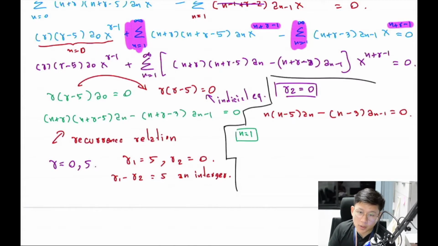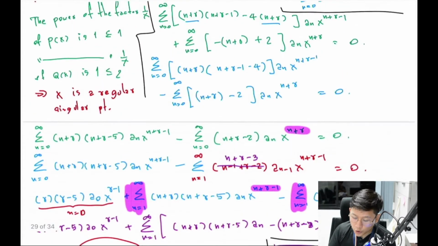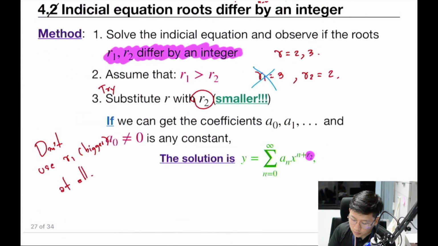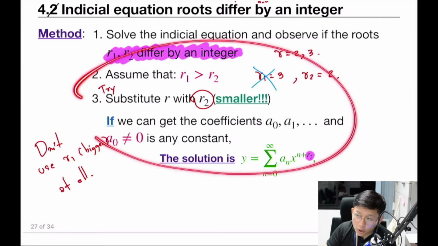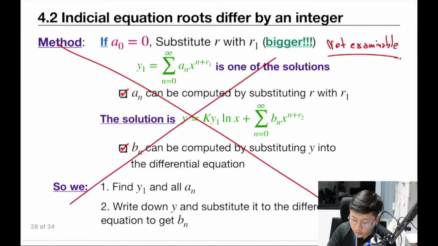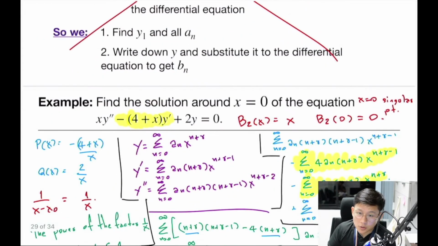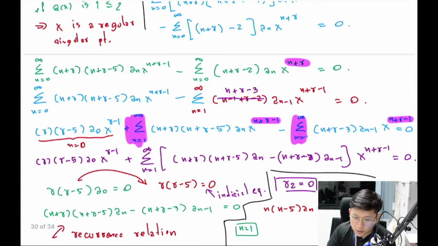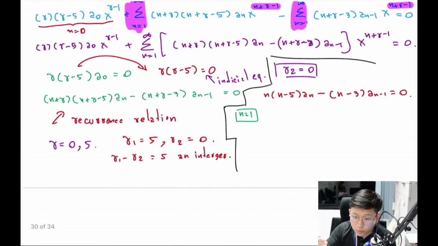Okay, guys, in the exam it always works because we only look at one case, which is this case, when it always works. Okay, the other case, this one is not examinable, so you can always follow my step here. Okay, and let n equals 1, n equals 2, n equals 3. This is when r1 and r2 differ by an integer.